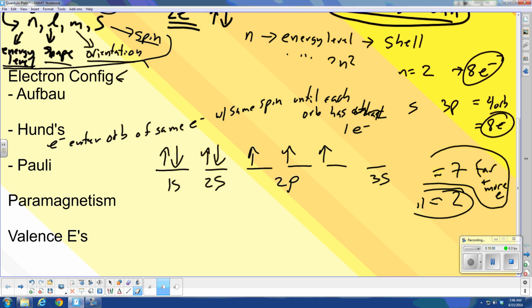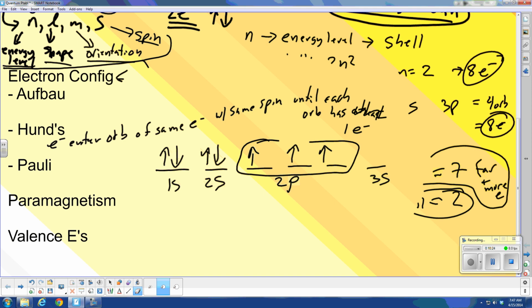Now, they don't all have to be up, but they all have to be the same spin. This would not be acceptable. That's a no, right? Because those spins all need to have the same spin, and we represent spin by the arrows either being up or down. So that would not be acceptable. That's the way that would go.